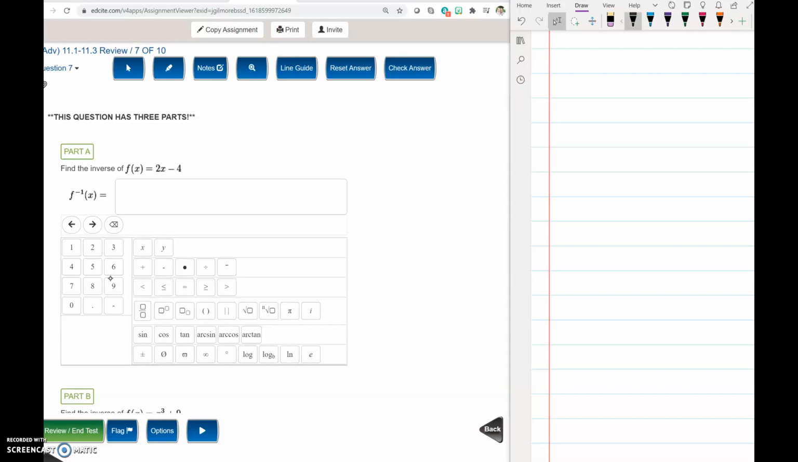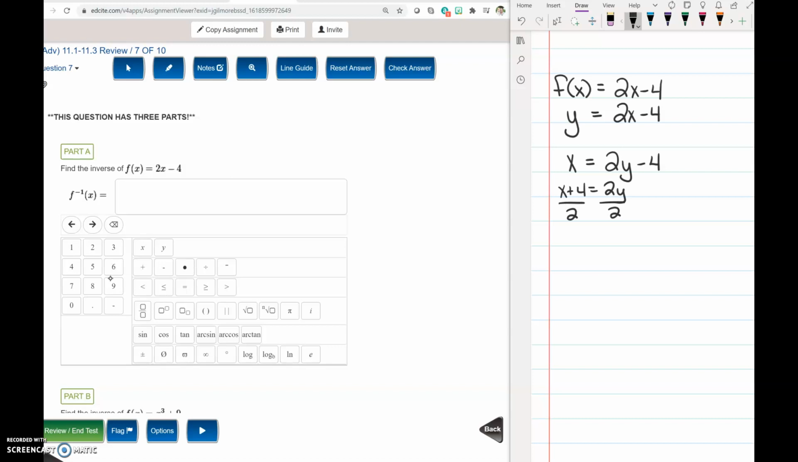Okay, so our original equation is f of x equals 2x minus 4. We need to find the inverse. So step 1 is f of x is the same as y equals. To find an inverse, you take y and switch it with x. X switches with y. Then we need to get y by itself. So we're going to add 4 on both sides and then divide by 2. X plus 4 over 2 is our function.